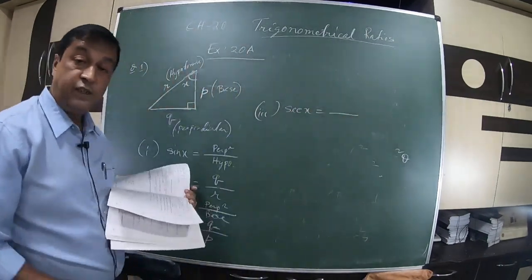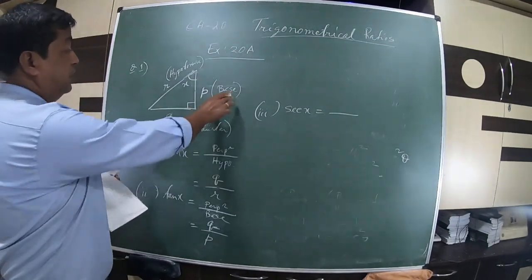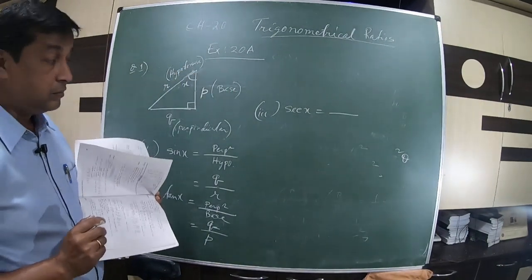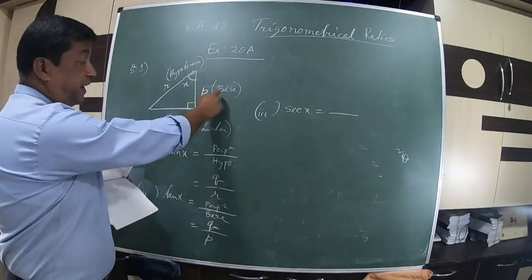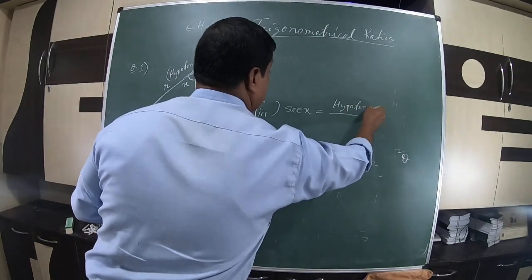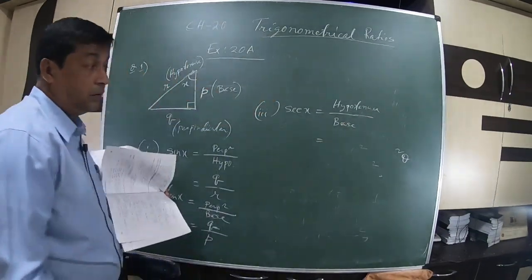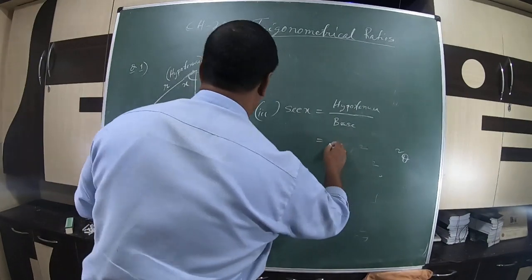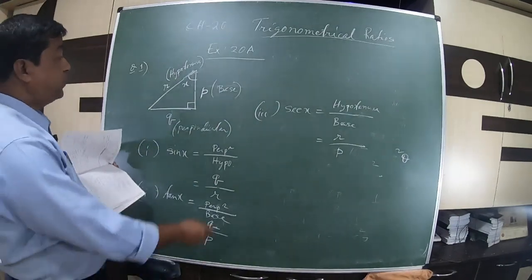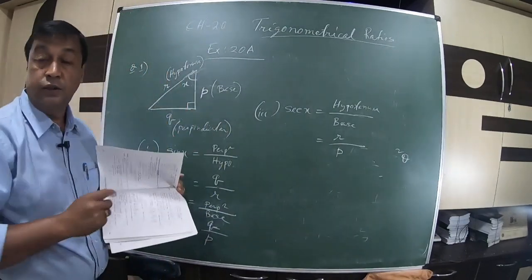Now sec x. Sec is the reciprocal of cos. What is cos? That is base by hypotenuse. Sec is the reciprocal of cos, so it will be hypotenuse by base. So this is the reverse of cos theta. It will be R by P, because the hypotenuse here is R and the base here is P.